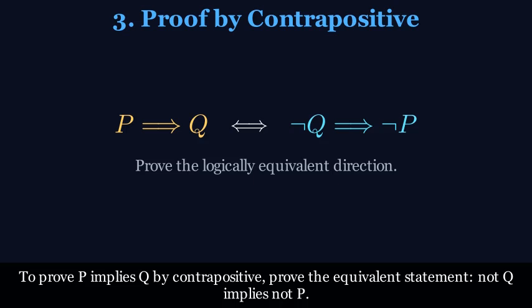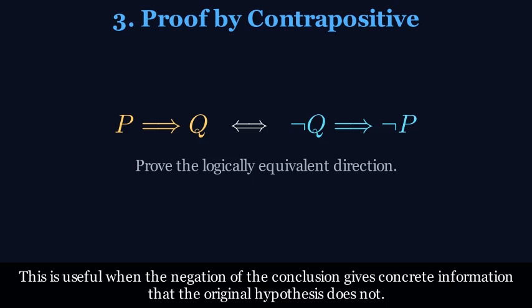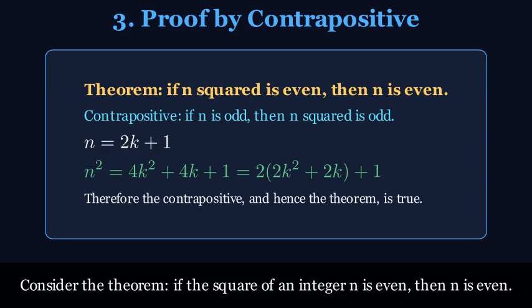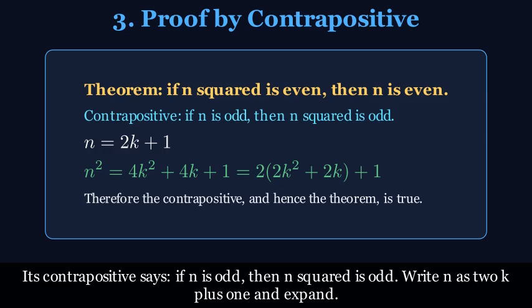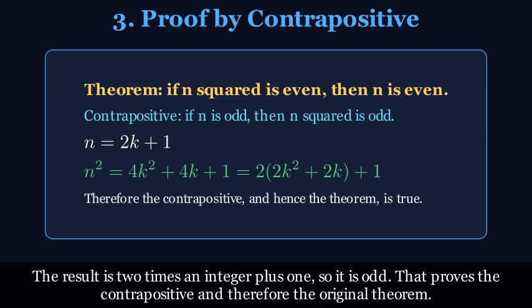To prove P implies Q by contrapositive, prove the equivalent statement, not Q implies not P. This is useful when the negation of the conclusion gives concrete information that the original hypothesis does not. Consider the theorem: if the square of an integer n is even, then n is even. Its contrapositive says, if n is odd, then n squared is odd. Write n as 2k plus 1 and expand. The result is 2 times an integer plus 1. So it is odd. That proves the contrapositive and therefore the original theorem.